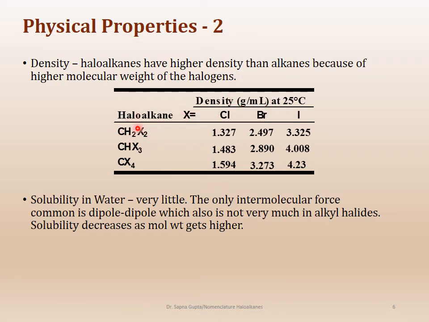If you look at the density of these substituents over here, the CH2X2, this is if X is chlorine, so dichloromethane is 1.3, chloroform is 1.4, and then carbon tetrachloride is almost 1.6. So the density will keep increasing because the weight of the halogen atom is increasing. By the time you get to tetraiodomethane, it's a very, very heavy compound, and so the density is higher than alkanes as well as water.